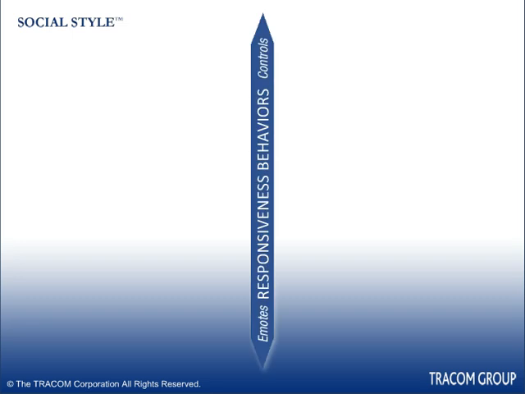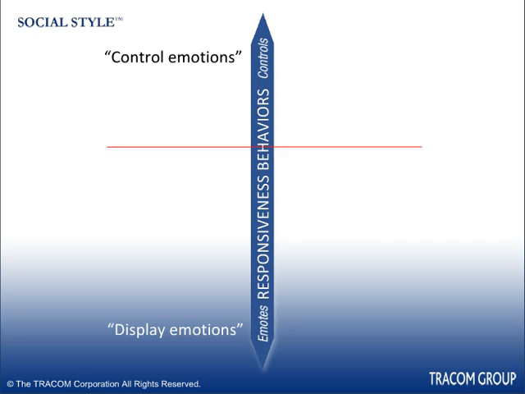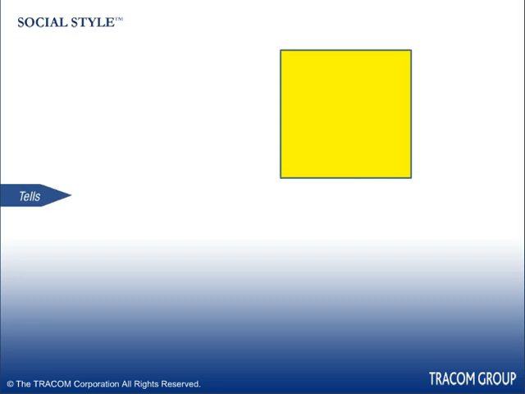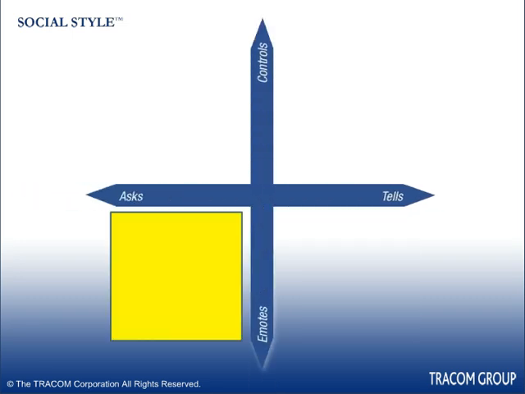The second behavioral dimension is what TRACOM calls responsiveness, and it measures whether a person tends to display their emotions or control their emotions. People who tend to control their emotions are closer to the top of the scale, and people who readily display their emotions are closer to the bottom. By combining the 2 dimensions of behavior, we get a 4-quadrant model.